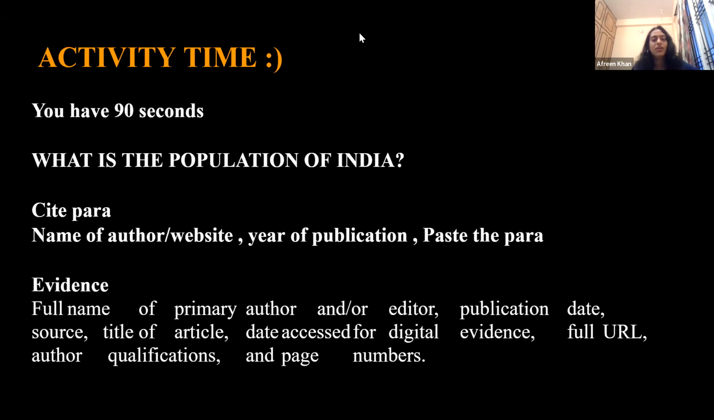You would write Worldometer, comma, the date of the website. If it is live, just cite the date, the same date, then comma, the article title, or before that the source, Worldometer again. And then when you accessed it, the full URL, and then the qualifications.